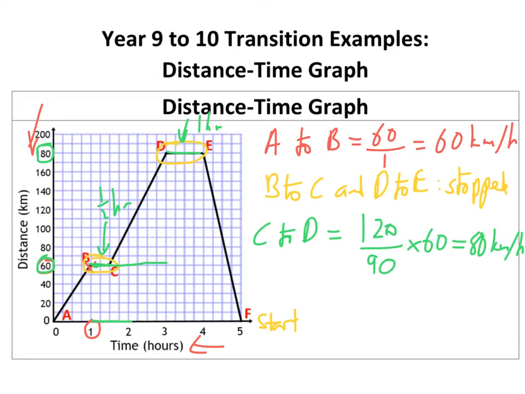Now then, last part, I'm going to do this in blue. From E to F, that's a really bad E, I'm going to rub that out and do that again. E to F, that's a slightly better E, but not much better. Now, I've travelled 180 kilometres, down to 0, in 1 hour.